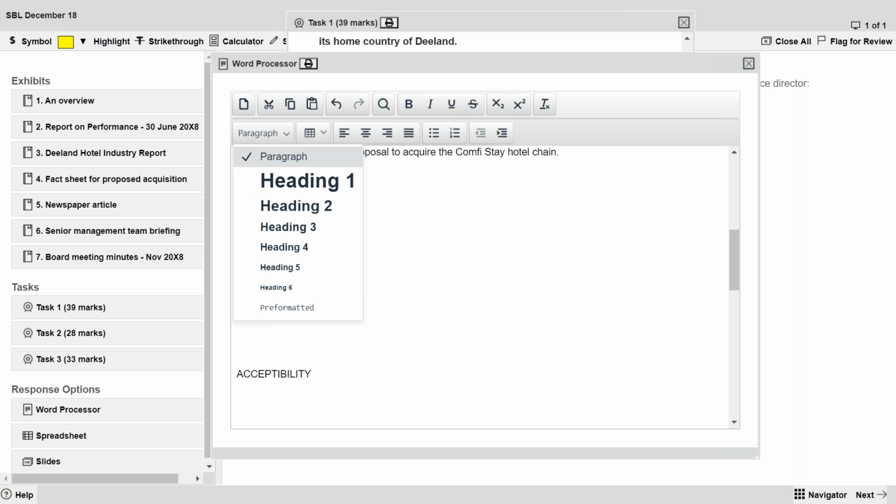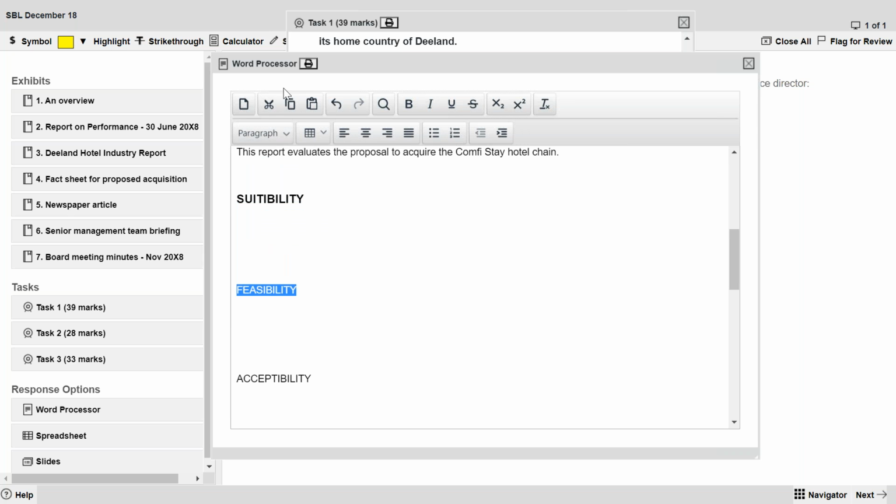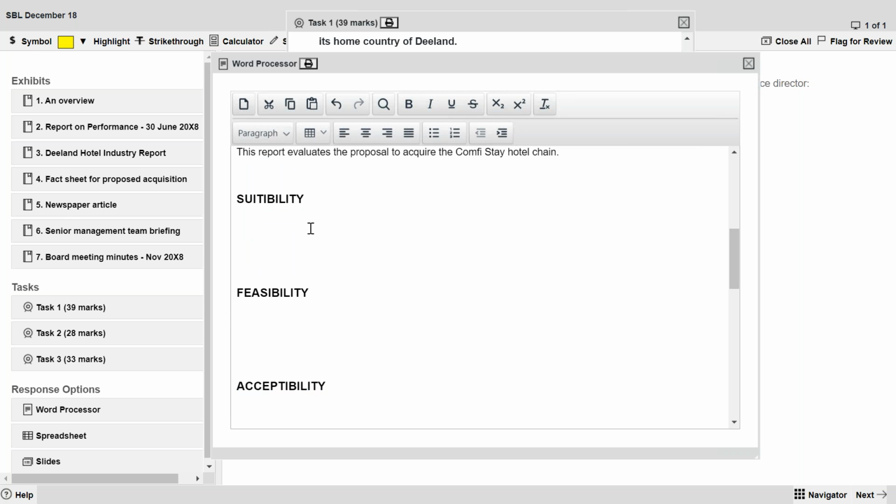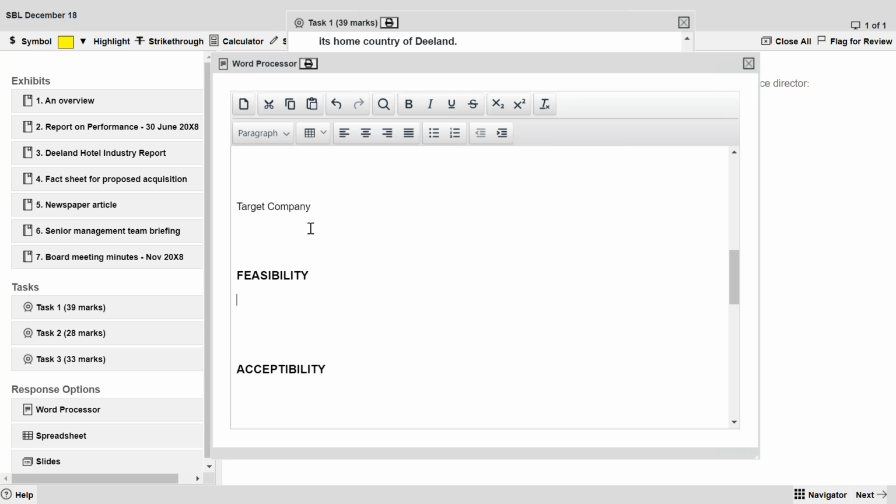So again, I would say heading 3, heading 3, heading 3. Now under suitability, I need 3 paragraphs, right? It was home country, and then it was target country, and then it was... correct.